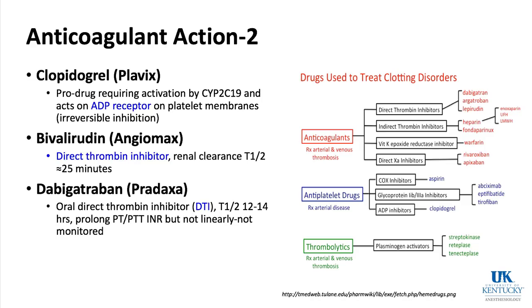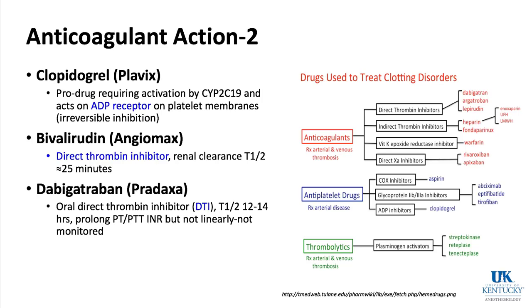Anticoagulant action, keyword, this is part 2 of that. Clopidogrel or Plavix, where does it work? Plavix is a prodrug that requires activation by a CYP system, so you can see why Plavix may not work in some patients if they don't have that normal enzyme to convert the prodrug to its active form. In its active form, it acts on the ADP receptor on platelet membranes, irreversibly inhibiting them, and platelets don't work as well. Many patients are on Plavix.